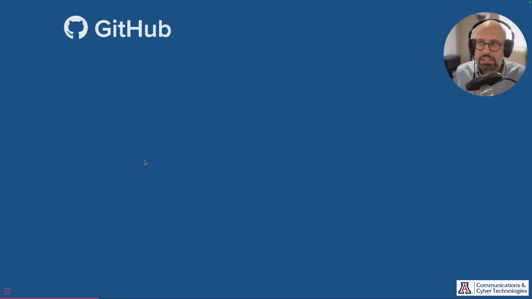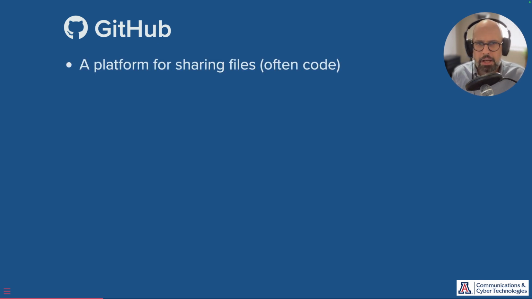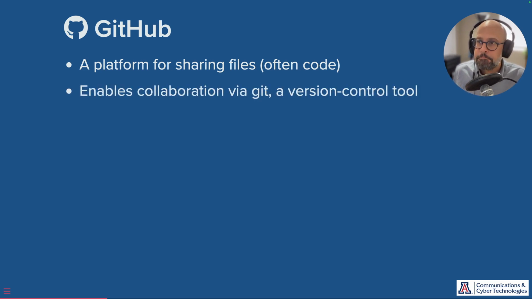So the next technology I mentioned is GitHub. What is that? So GitHub is a website, github.com. It's a platform for sharing files. These files are often code. It's sort of designed with code in mind, but they don't have to be code. They can be like Quarto documents, for example. And it enables collaboration via Git. And what is Git? Git is a version control tool. So you can think of it as basically like a fancy, more sane in some ways, less sane in others, version of like track changes and saved version history, right?